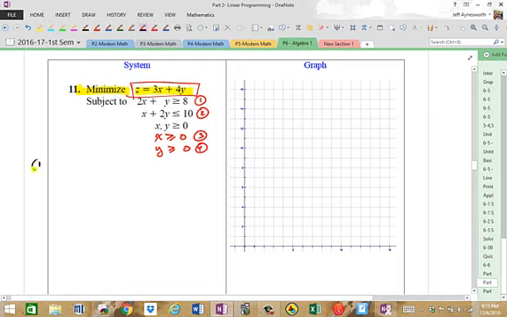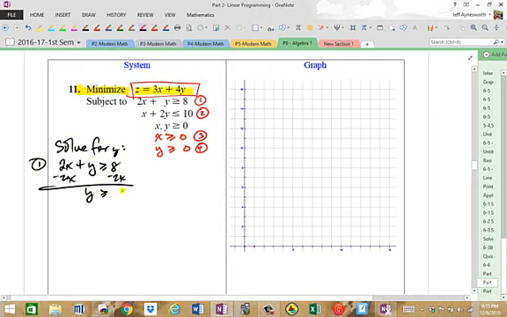Let's take inequality number one, which is right here, 2x plus y greater than or equal to 8. We're going to get it in slope-intercept form, and we're going to solve for y here so we can graph it. So subtract 2x, and we get y greater than or equal to negative 2x plus 8. So the slope's negative 2, and the y-intercept's 8.